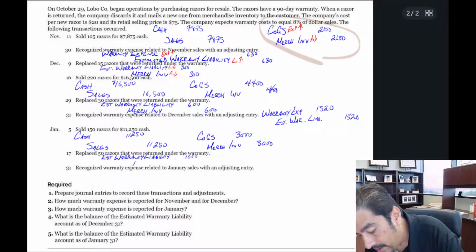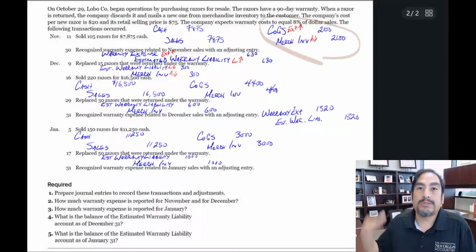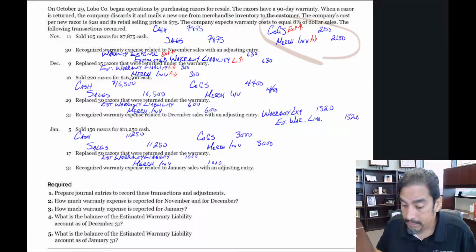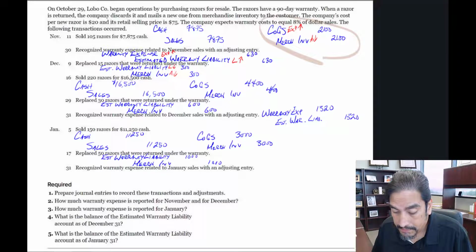And pull it out of merchandise inventory, because remember, when we get these bad razors, we just go grab new razors. We just went and grabbed another 50 razors out of our inventory. So merchandise inventory, we reduce that. It's an asset account. We reduce it with a credit of $1,000.